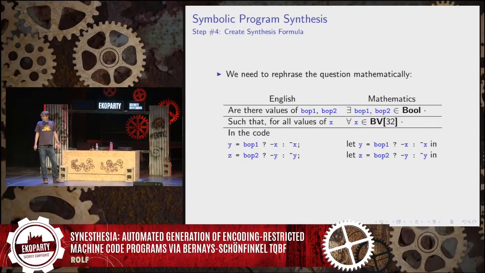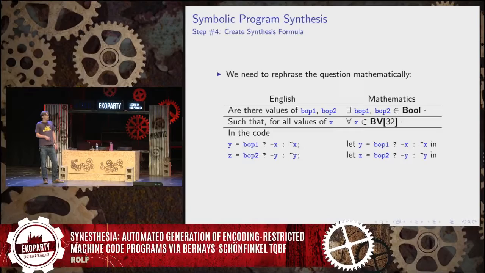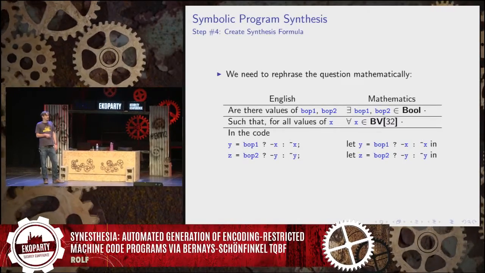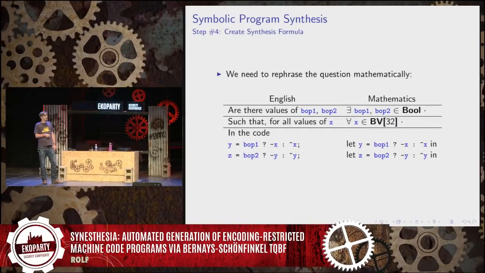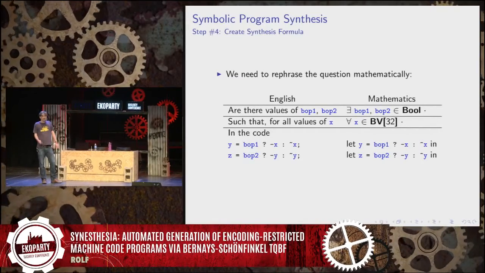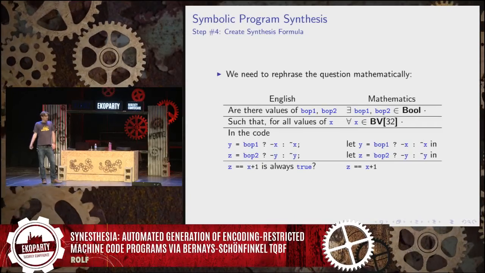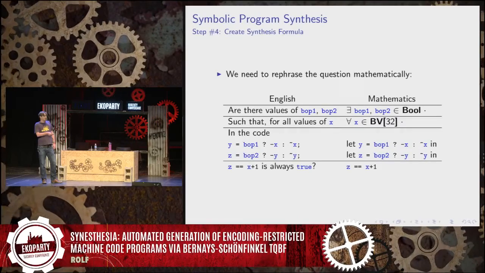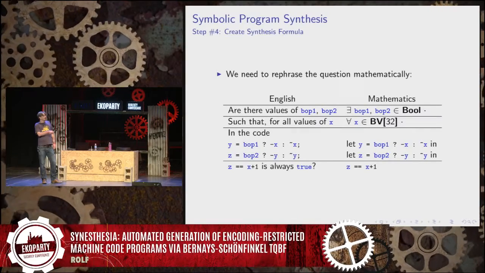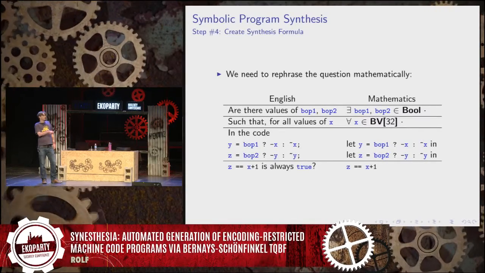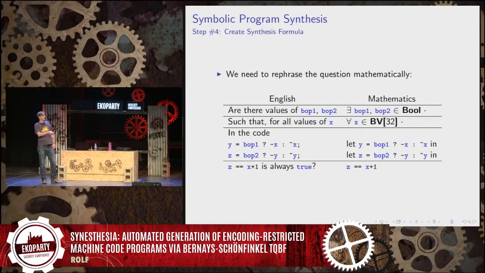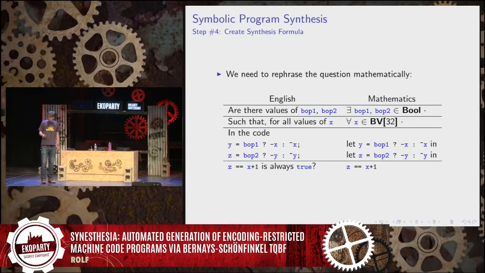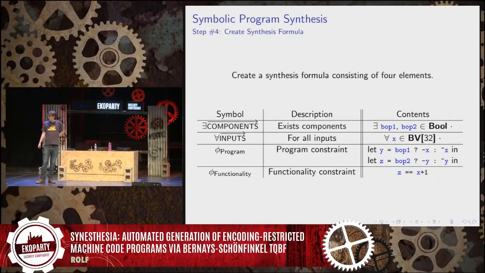And then in the code, there's the body of the C function that we were just looking at, and it turns out that the mathematical translation of that is more or less one-to-one with the C. And then we want the output of that function to always be equal to x plus 1. So we're looking for values for those two Boolean variables such that for all inputs, after we execute the function, the return value is always x plus 1.